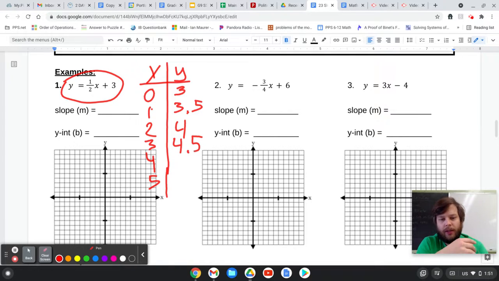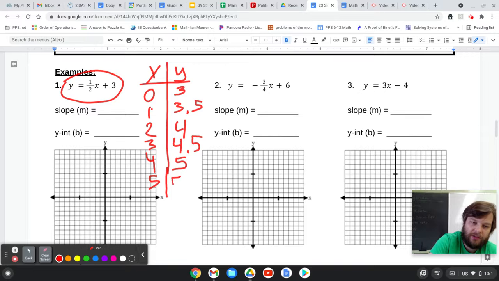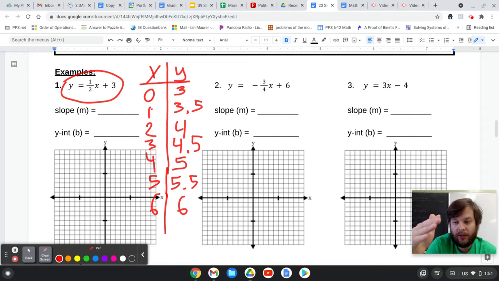At this point, you should start trying to notice, is there anything going on here? Do we see any patterns? And what I'm noticing is that the y values are increasing by 1/2 each time. So I know the next y value is 5. I know the next y value after that is 5.5. I know the next y value after that is 6. I'm also noticing that every 2 steps, the y value increases by 1.